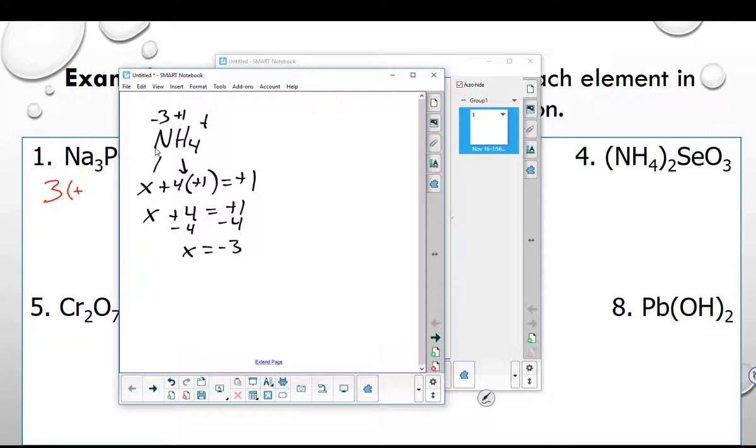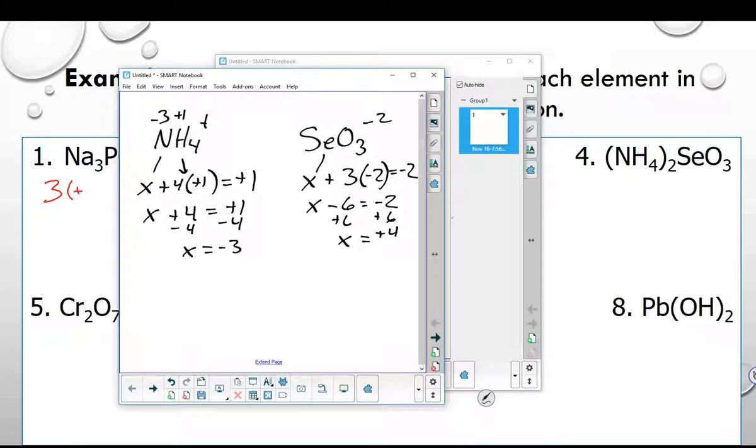Now, I've got 2 NH4s right here. And SeO3 had to balance it out. So I know that SeO3 was a -2 charge, right? Because I had 2 NH4 pluses, so they have to add to equal 0. I know that much. So I don't know what Se is, but I do know I have 3 oxygens at a -2, and that has to equal a -2. Right? So following the algebra, x minus 6 equals -2. Add 6 to both sides. X equals +4. So this is a +4, and this is a -2.